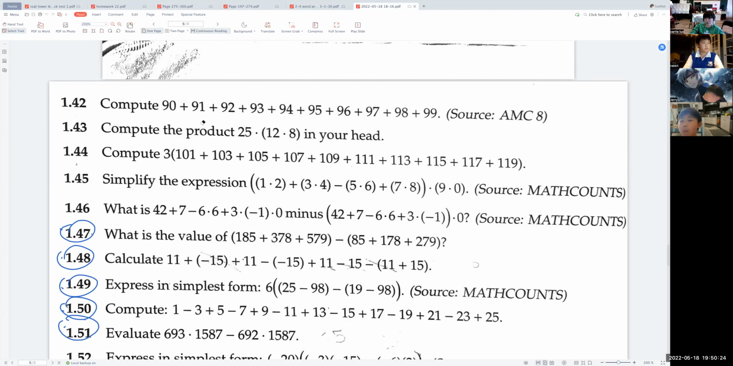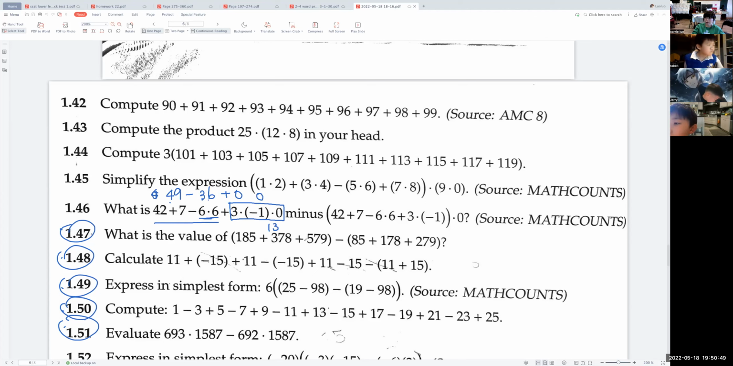Let's take a look at this one. So 3 times negative 1 times 0. This one is 0, right? But this one is just a regular calculation. So 42 plus 7 equals 49. So 49 minus 6 times 6, which is 36. So 49 minus 36 equals 13.